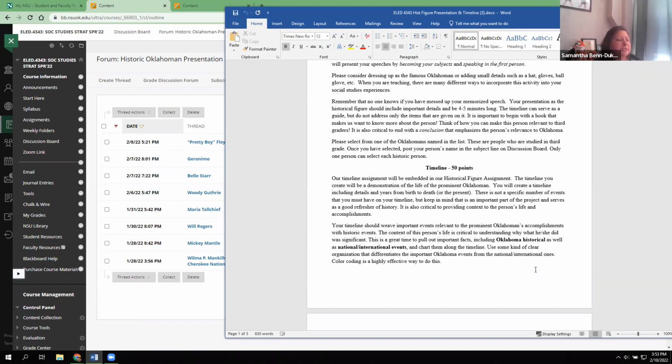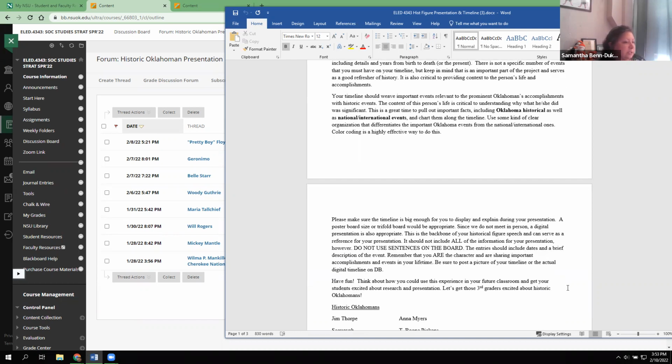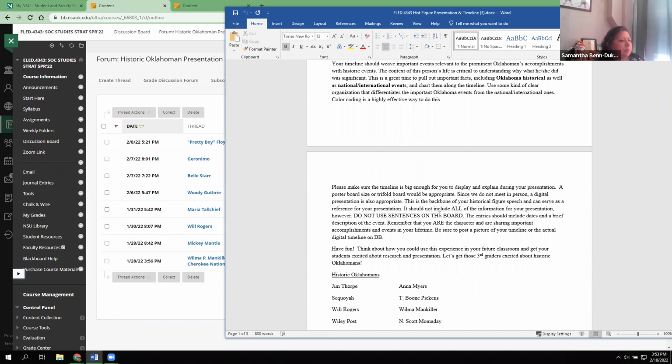When students lose points on this assignment, it is almost always due to this, because they do not provide the historical context for the person's life. And remember, on your board, don't use sentences on your board. You're going to use words and phrases, possibly brief descriptions on the board, but don't write out. There should not be a lot of lengthy text. You can do your timeline by hand. You can do it digitally. You can do it however way is effective for you.